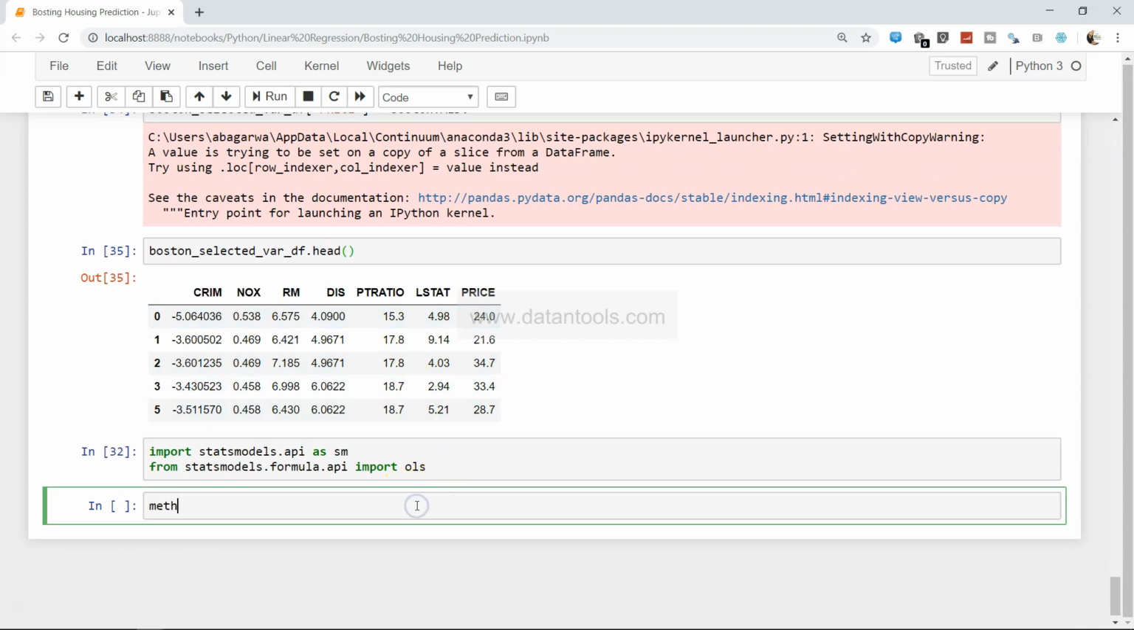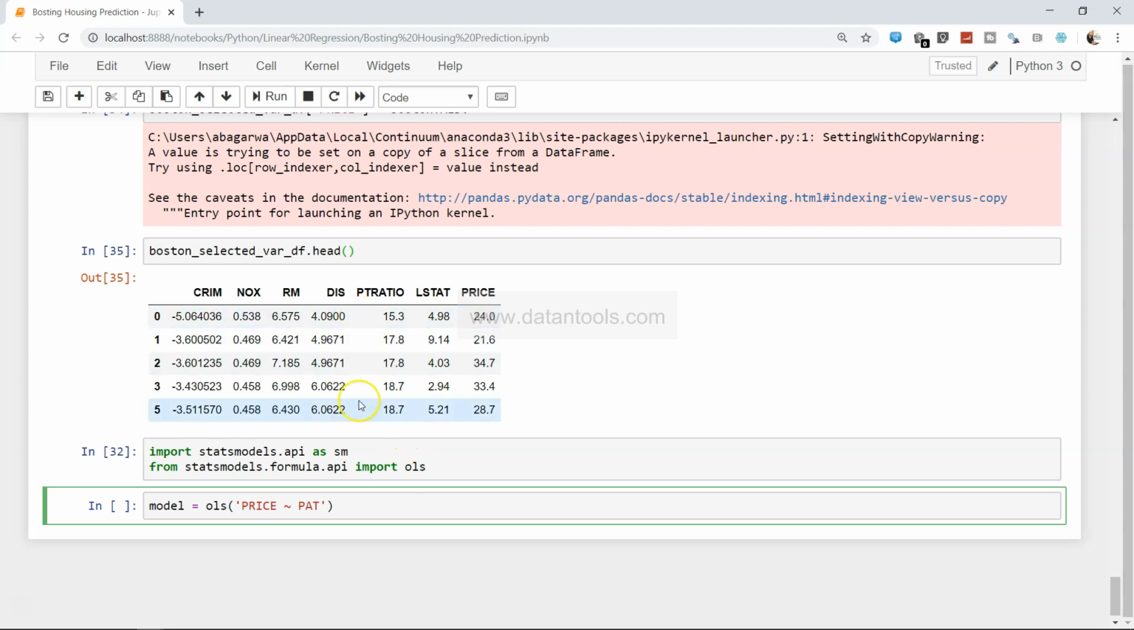So I can have the model, and the model will be based on the ordinary least square, the small OLS, that's what it indicates, ordinary least square method, which is basically for estimation of unknown parameters in linear regression model. And here we will indicate price tilde. This is the part of the formula notation that we need to specify when we are using this.